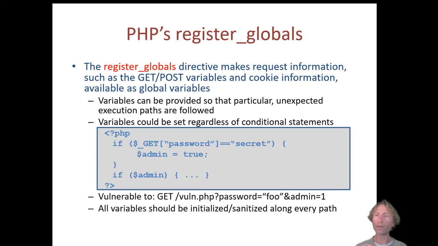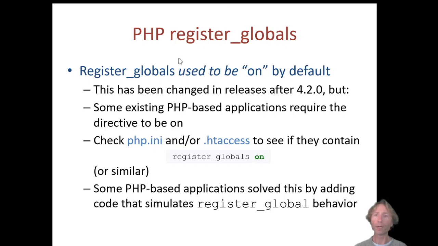In general, all variables should be initialized or sanitized along every path. But now, in this particular case, it becomes even more pertinent because you may get initialization that you don't see in the code itself. Now, like I said, register globals used to be the default option, and that's changed for years already, ever since PHP 4.2.0. But you may find that certain applications depend on this. So some older applications may still have register globals on. So check the php.ini script or htaccess.